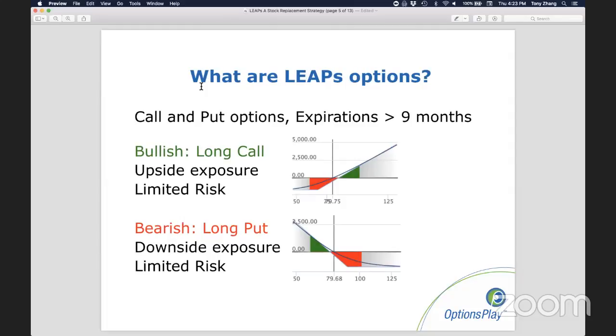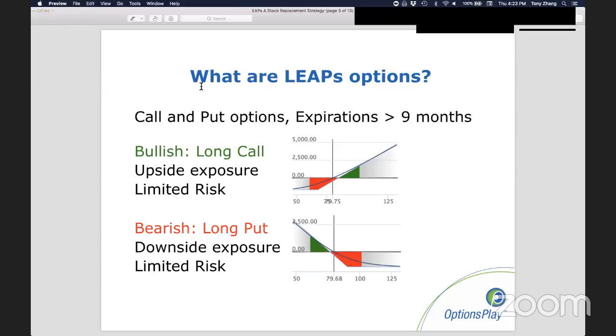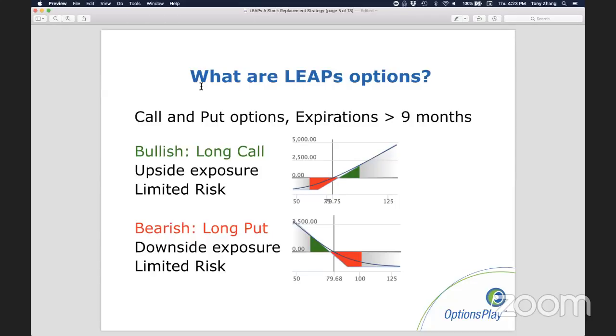So what are leap options? Leap options are really simple to understand. If any of you have traded any options, if you've bought any calls or puts, a leap option is simply a call or a put option where the expiration date is longer than 9 months from today. So basically, they're the exact same thing as a regular call or put. They're just calls and puts that expire a long time from today.